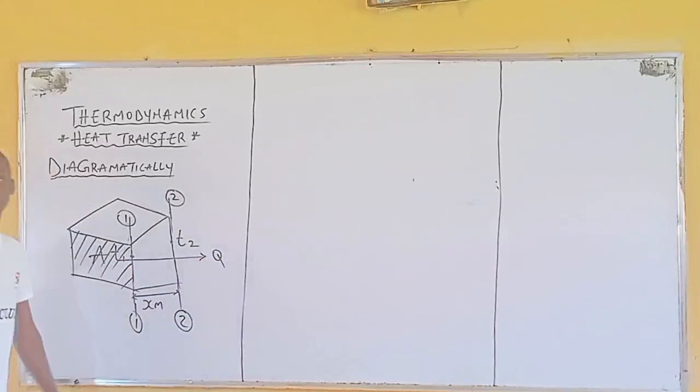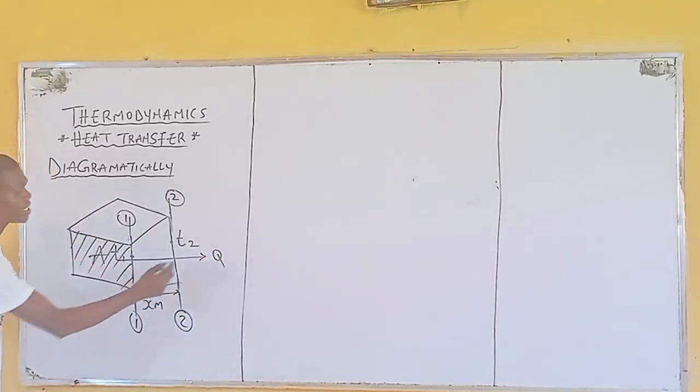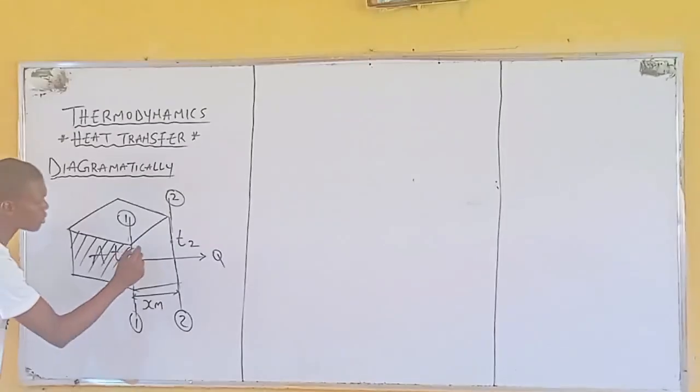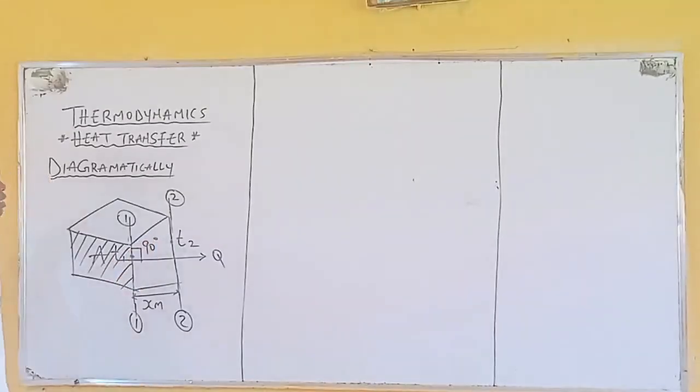You are transferring heat, which is letter Q. Take note that this heat transferred is at right angle to the axis of this block. It is at what? Right angle to the axis of this block. Meaning it is at right angle to the surface area of this solid block.